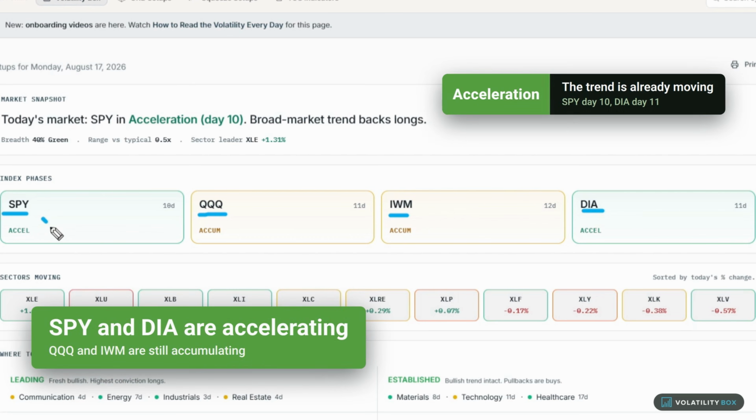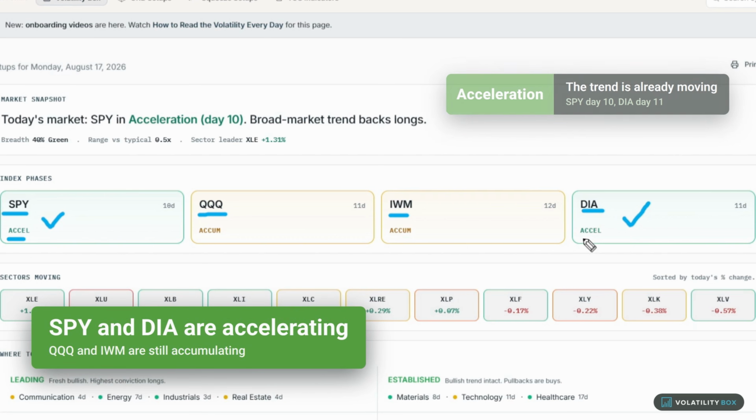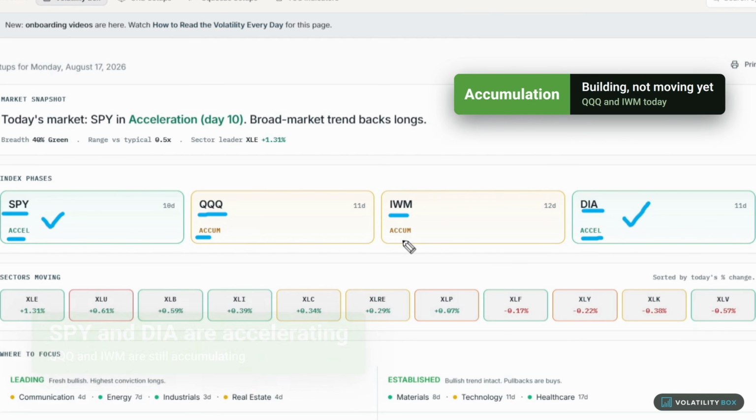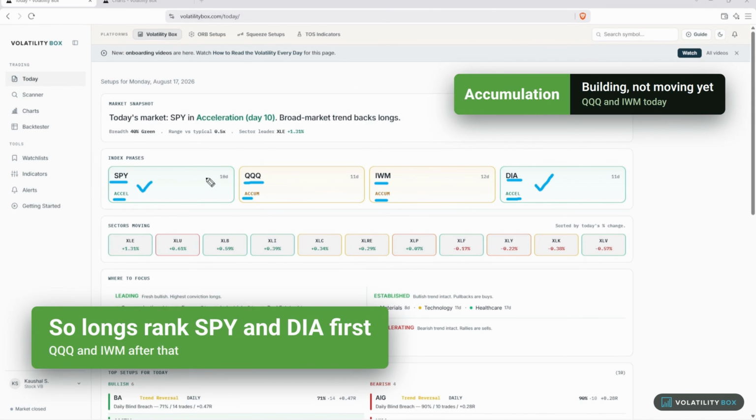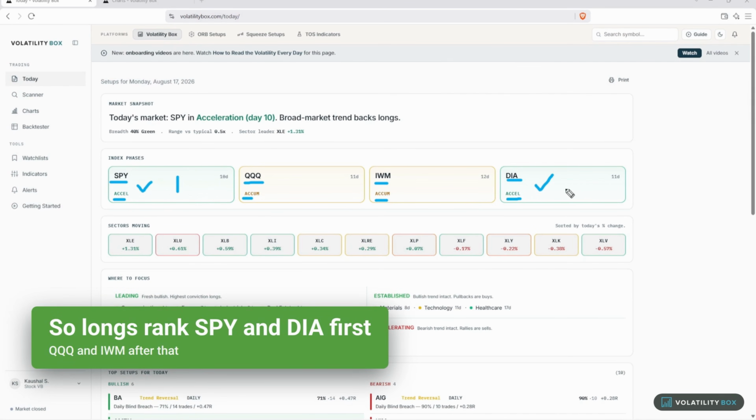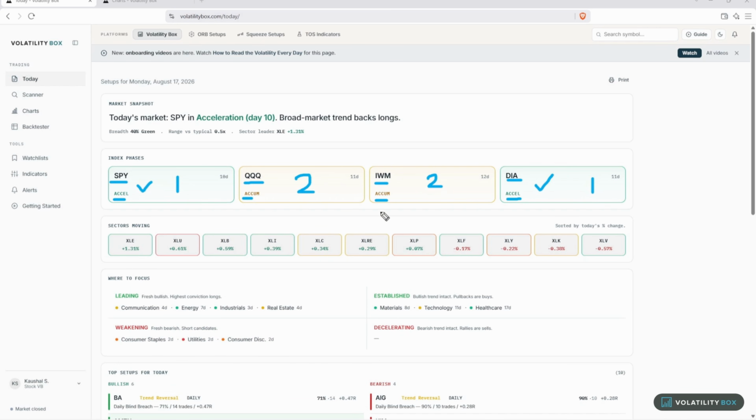Right off the bat, you should notice that SPY and DIA are in a market stage of acceleration versus QQQ and IWM, which are in a market stage of accumulation. That means if we had to rank the different index markets, we know that for the long side, our bias goes first to SPY and DIA, and then we move on to QQQ and IWM.